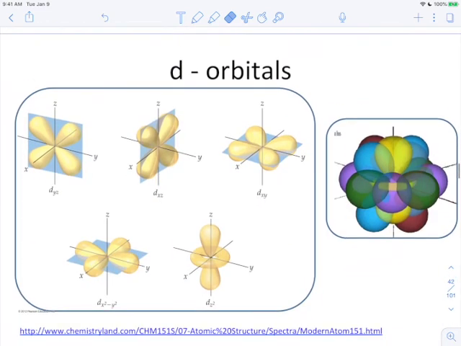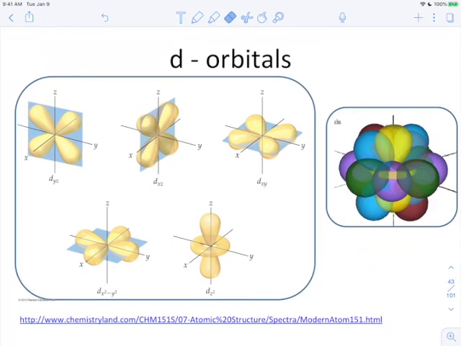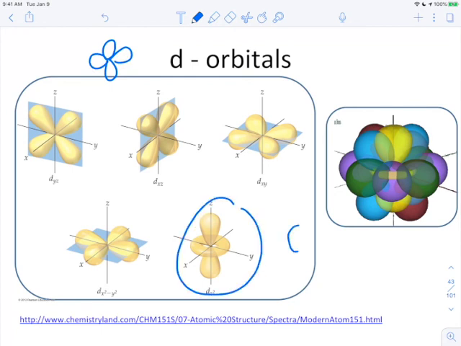All right, so next up are the d orbitals, and there's a total of 5 d orbitals. The d orbitals have what we like to think of, or at least we call, a 4-leaf clover shape. They actually look like 2 p orbitals put together, except for this one right here. And this one looks like a p orbital, but it has a ring of electron density around the center.